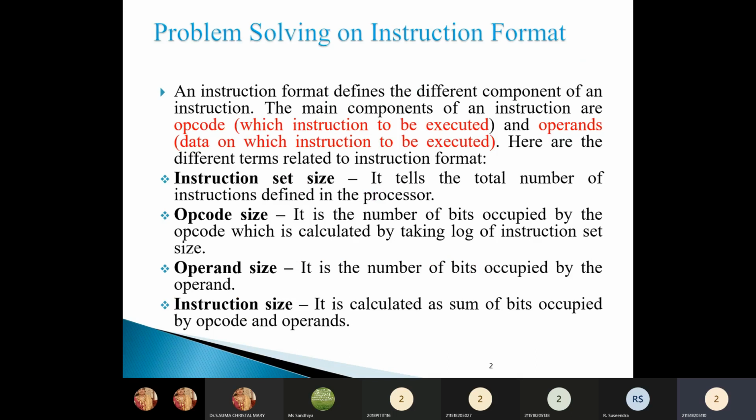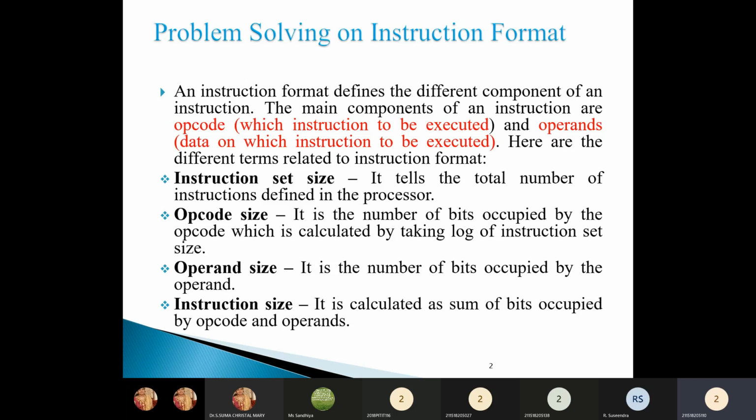Instruction format defines how a computer performs a task based on the instruction provided, and it defines the different components of an instruction. The main components of an instruction are the opcode, which is the instruction to be executed, and the operands, the data on which the instruction is to be executed. Here are the different terms related to the instruction format.